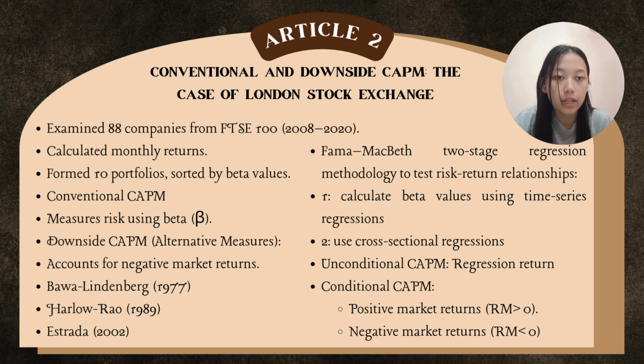In the first stage, they calculate beta values using time series regressions. In the second stage, they use cross-sectional regressions to link realized returns to these beta values. Article 2 also tests conditional CAPM by analyzing risk premiums separately during bull and bear markets.